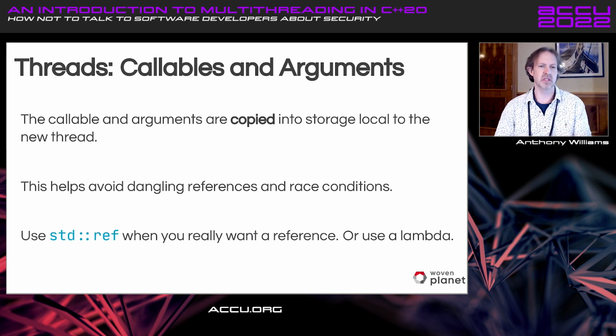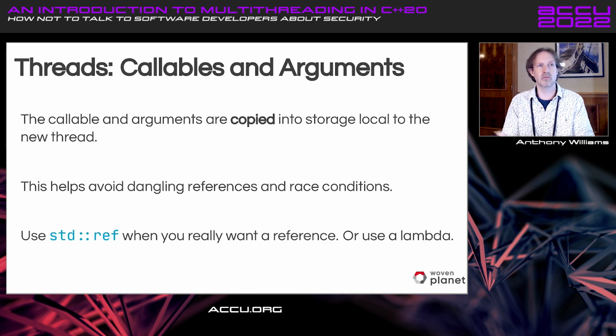If you used C++11 standard thread, then this is no surprise. The callables and arguments are copied into the storage that's local to the thread before the thread is started properly. And so this, by default, avoids dangling references because you have copies of all the objects. If you really want to reference something, then use std::ref, because then the thing that's being copied is the reference wrapper.